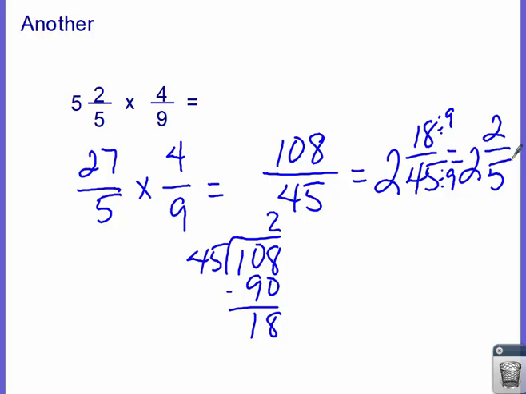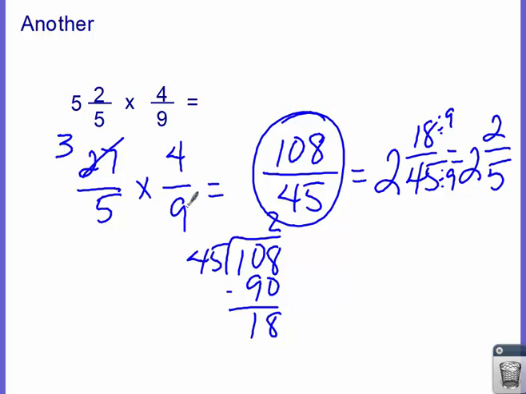Now, I'll be real honest. For me personally, I would never get 108 over 45 because there is actually another way that you can simplify. Okay? You could actually simplify within the problem first before you do any multiplication. So if I were to come over to this problem right here where we changed them into fractions and we ask ourselves the question, is there any top number that has anything in common with any bottom number? We find out that the 27 and the 9, they have a 9 in common. So if I were to divide the 27 by 9, I'd get 3.